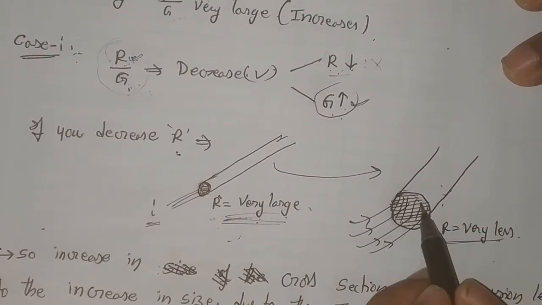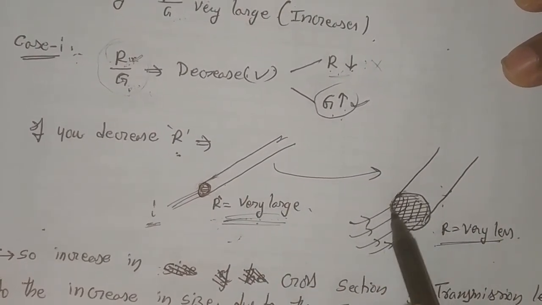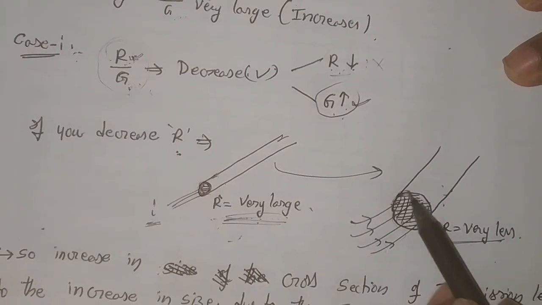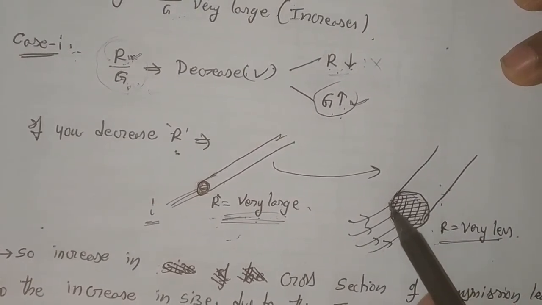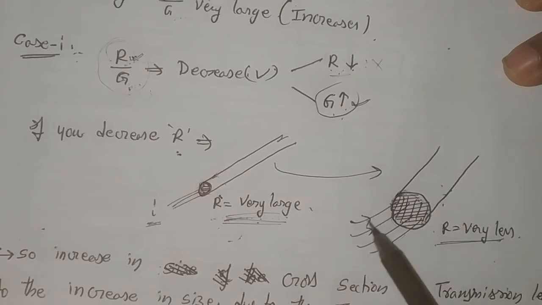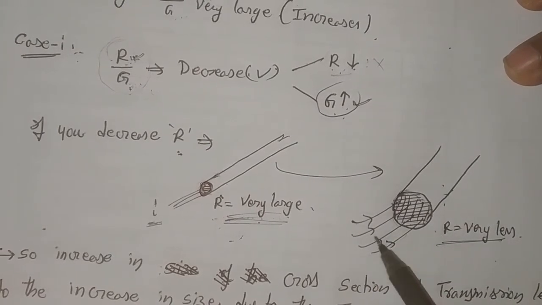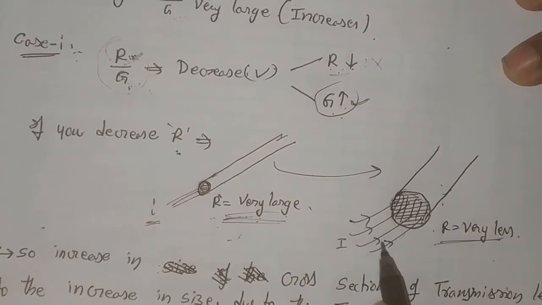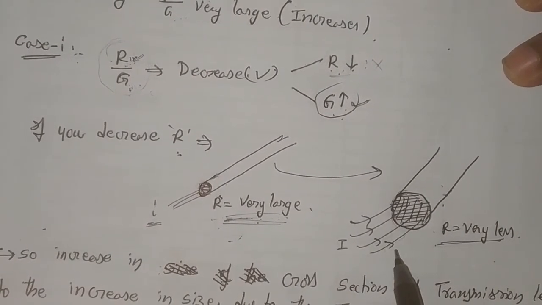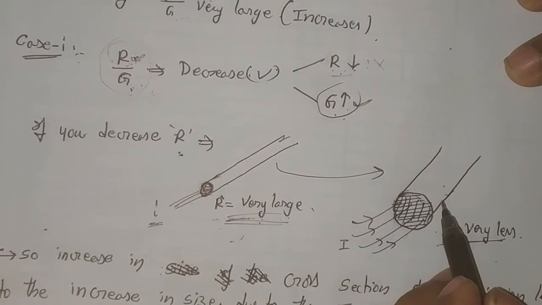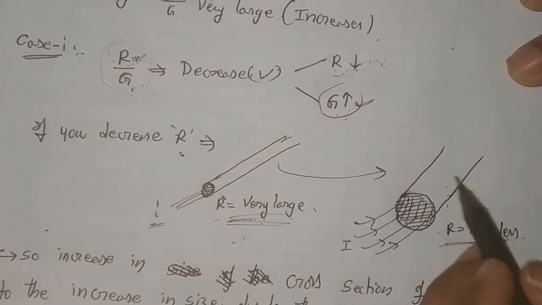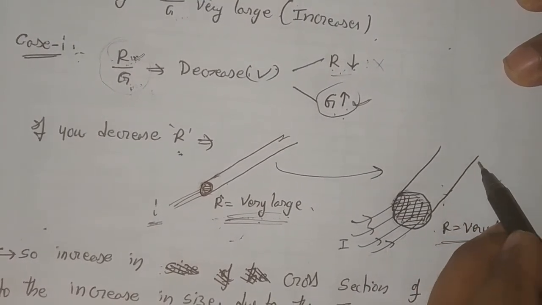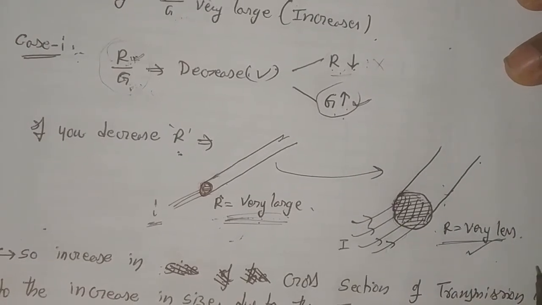So in this diagram, compared to this diagram, the cross section of the transmission line is said to be increased. When the cross section is increased, a large amount of current can flow through the transmission line. What does it mean? The resistance offered by the transmission line is less.